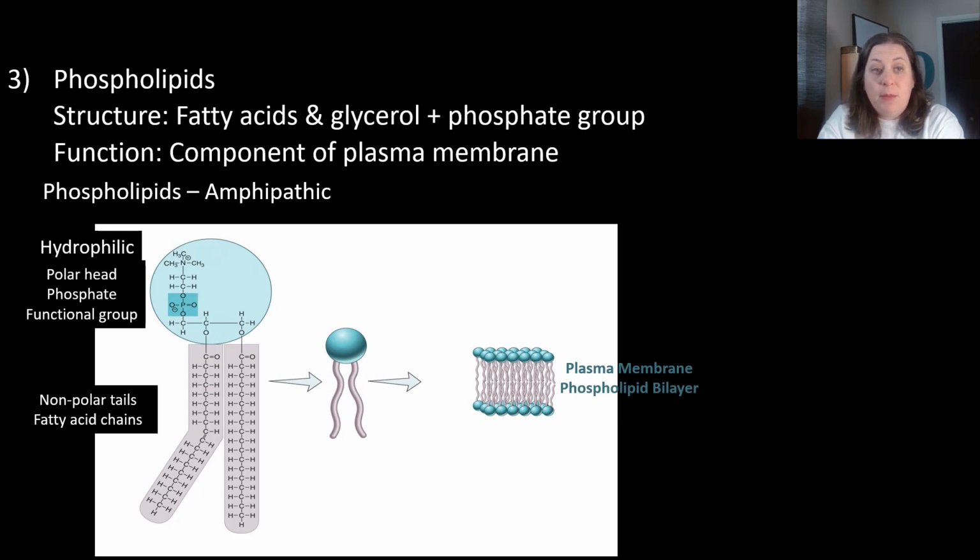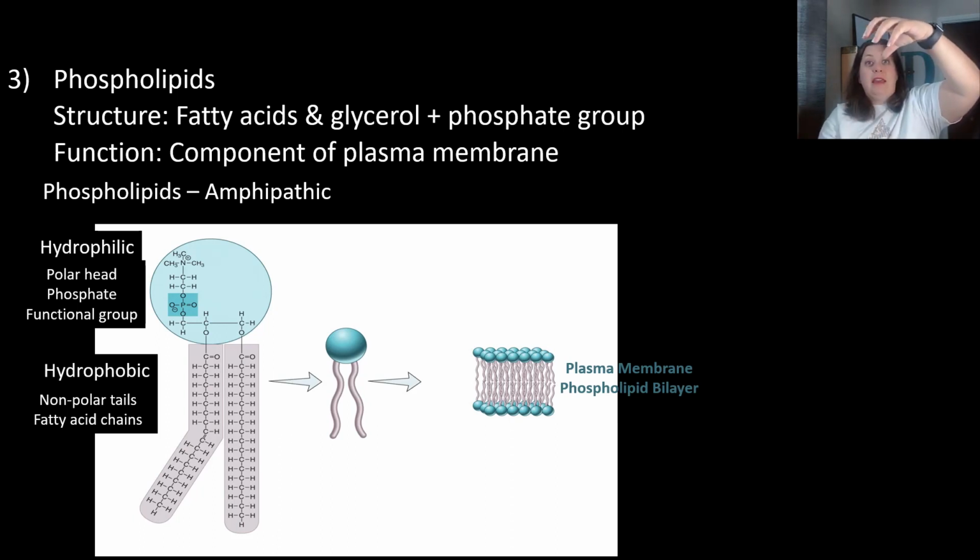It likes water. However, the tails, because they are made out of fatty acids, do not like water, so they are hydrophobic. This creates a very important structure because we have one side liking water and one side not. And so it makes this double layer, a bilayer that you can see here. And this is actually what makes up the plasma membrane of our cells.